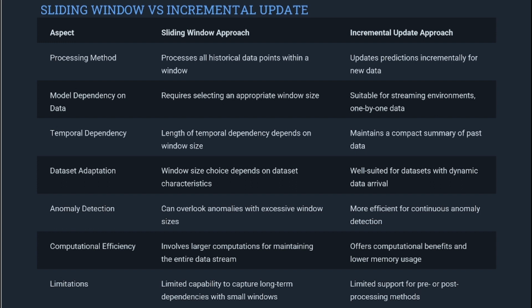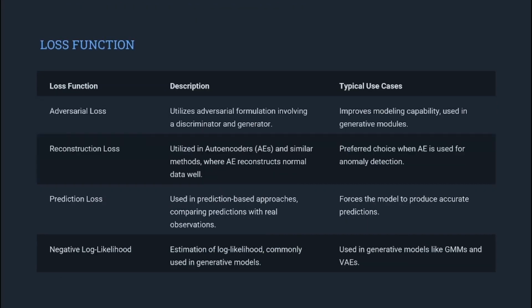Sliding window approach can overlook anomalies with excessive window sizes, whereas incremental update is more efficient for continuous anomaly detection. Sliding window approach involves larger computation for maintaining the entire data streams. Incremental update approach offers computational benefits and lower memory usage. Sliding window approach has limited capability to capture long-term dependencies with small windows, whereas incremental update approach has limited support for pre or post processing methods.